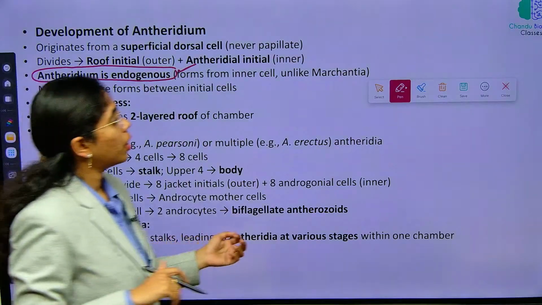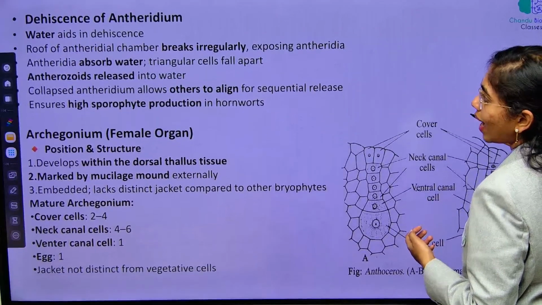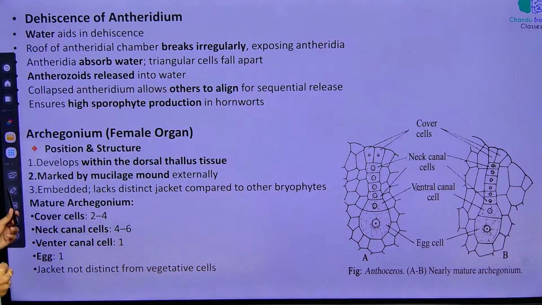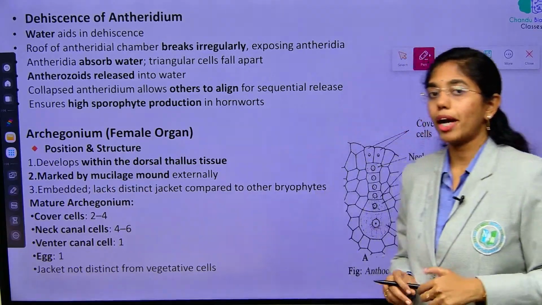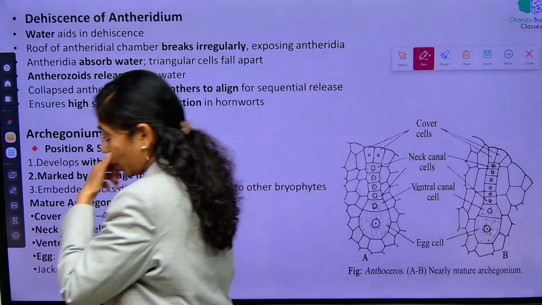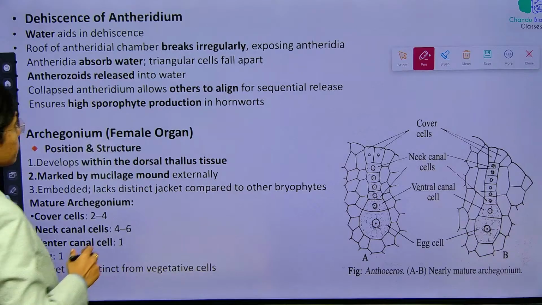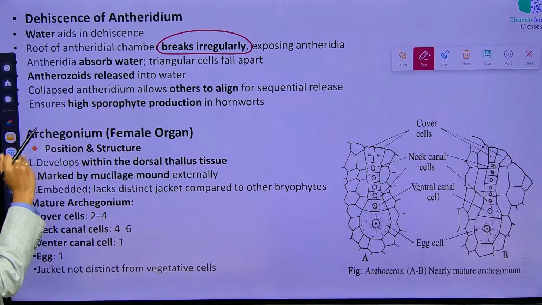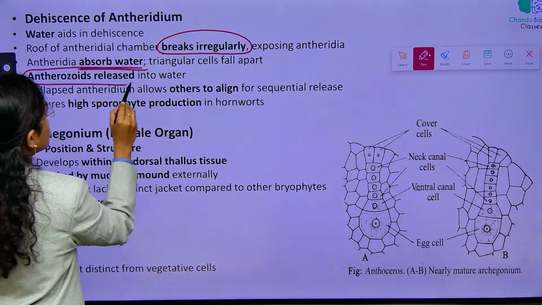Fine. Now, dehiscence of antheridium. Okay. Here you look, water aids in dehiscence. Water aids in dehiscence. Okay. Antherozoids will swim across the water. That is the reason we call bryophytes what? Amphibians of the plant kingdom, because they are dependent on water for fertilization. The roof initial cell will break, the chambers of antheridia will be broken initially. The roof of the antheridium chamber will break and the antheridia will absorb water, thereby antherozoids will be released.